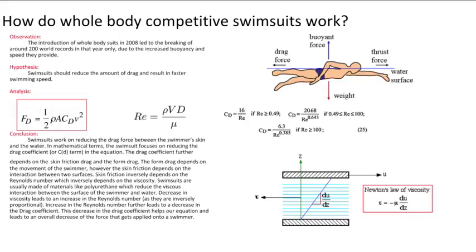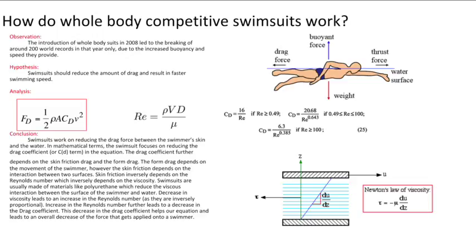Whole body suits were introduced back in 2008. These suits led to the breaking of around 200 world records in only 1 year. The secret was a significant increase in buoyancy and speed provided by whole body suits. Our hypothesis is that swimsuits should reduce the amount of drag and result in faster swimming speed.